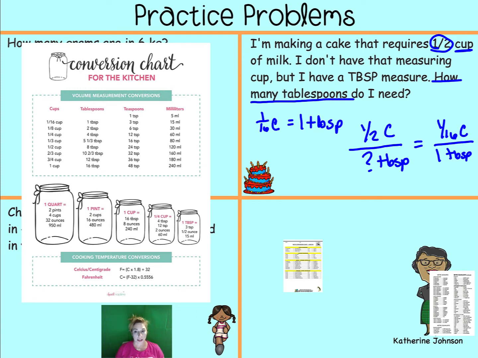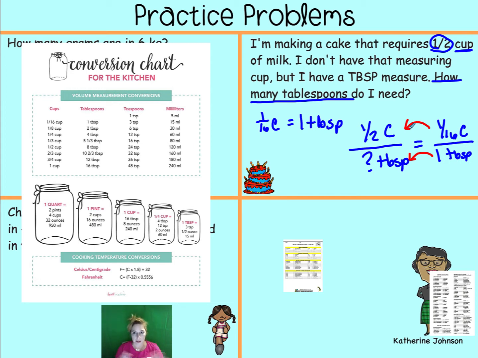Okay, so now which direction do we want to go? Remember, we want to go from what we know to what we don't know. So we're going to go this way. And this one is not an easy one, right, with those fractions? It's asking how many 1/16 of a cup times what number is going to give us exactly 1/2. So I would say this is a method where I would do some cross multiplying.